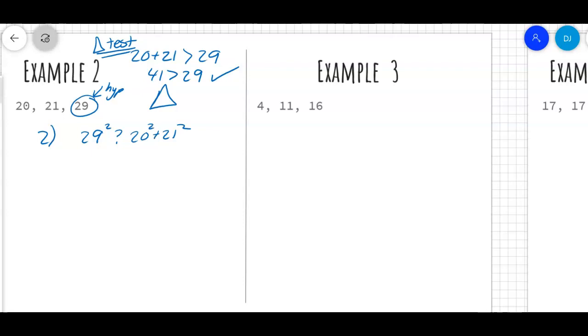Expanding that out, we're going to end up with 841, still question mark. 20 squared plus 21 squared is going to give us 841. So that's going to be equal. So when we're equal, that means it's a right triangle.